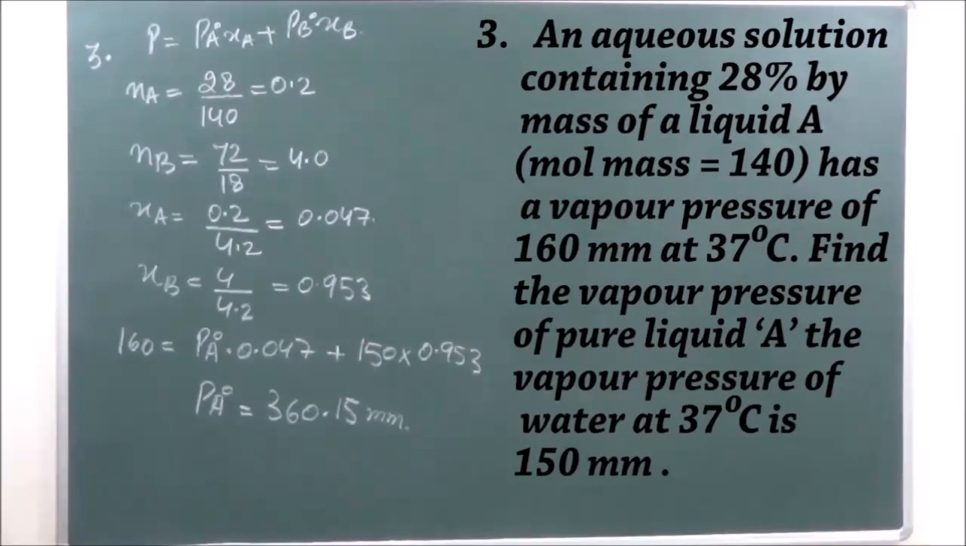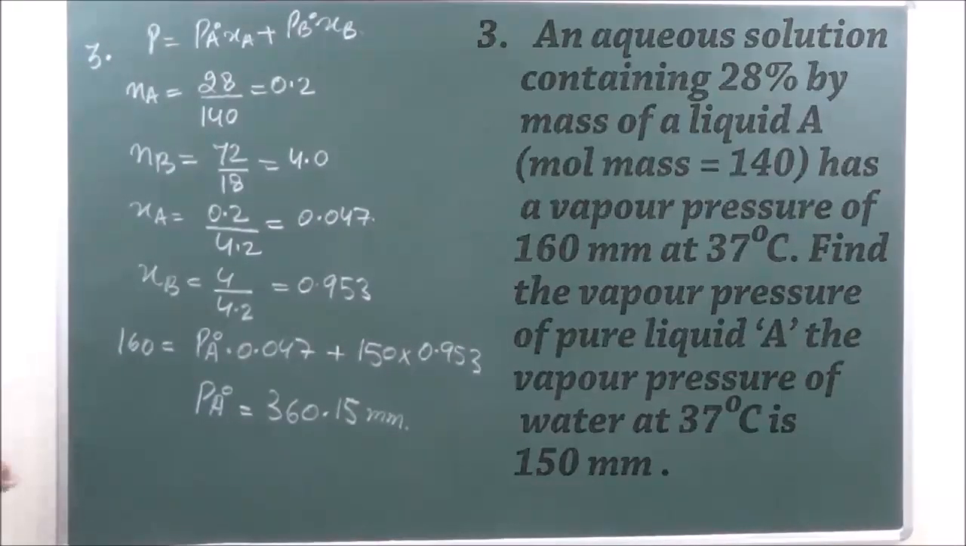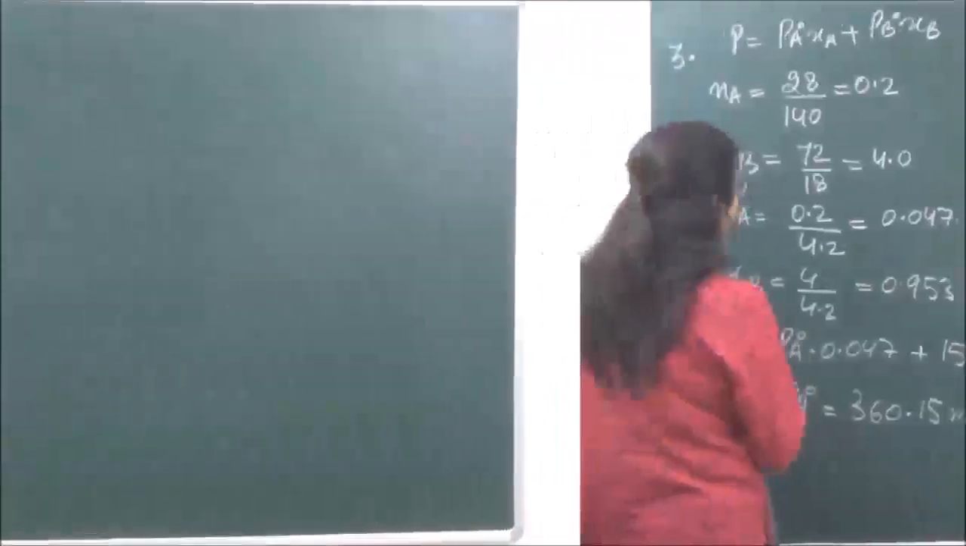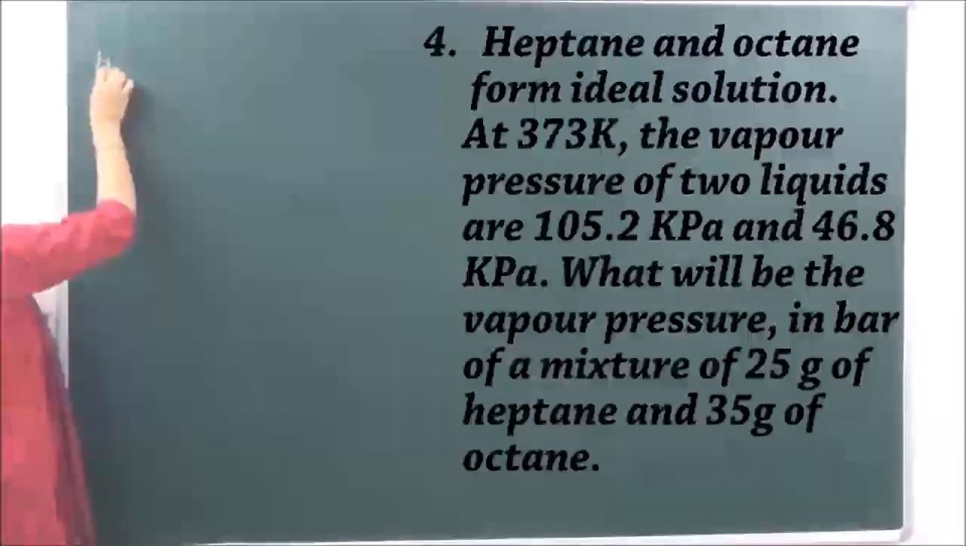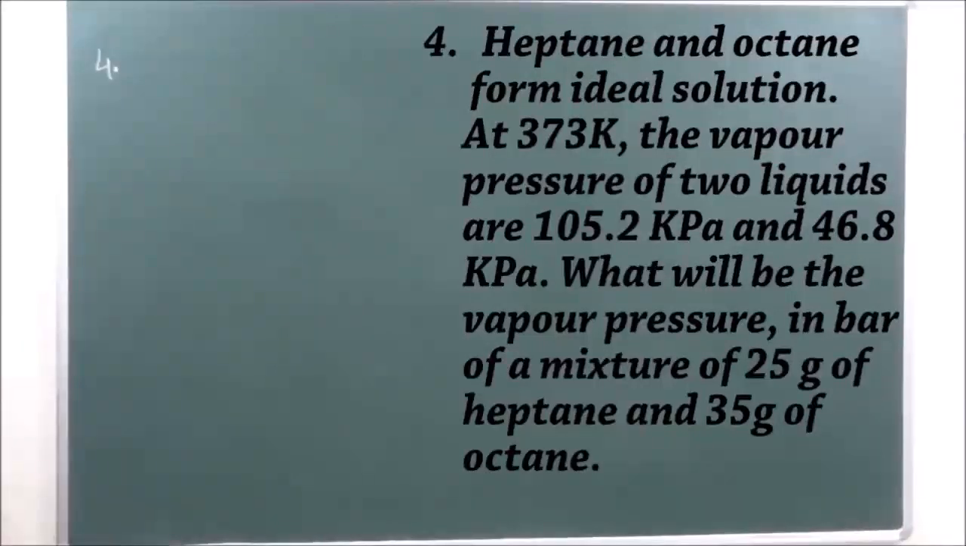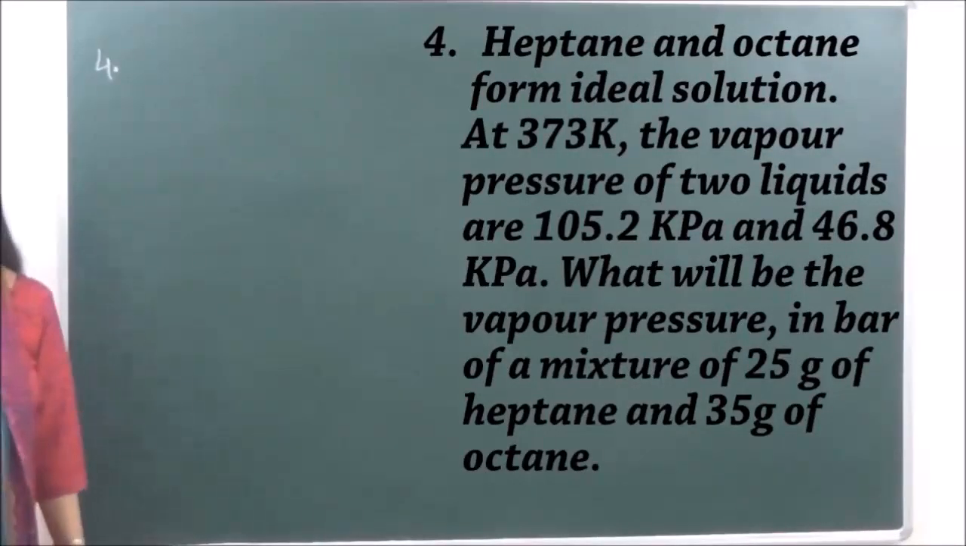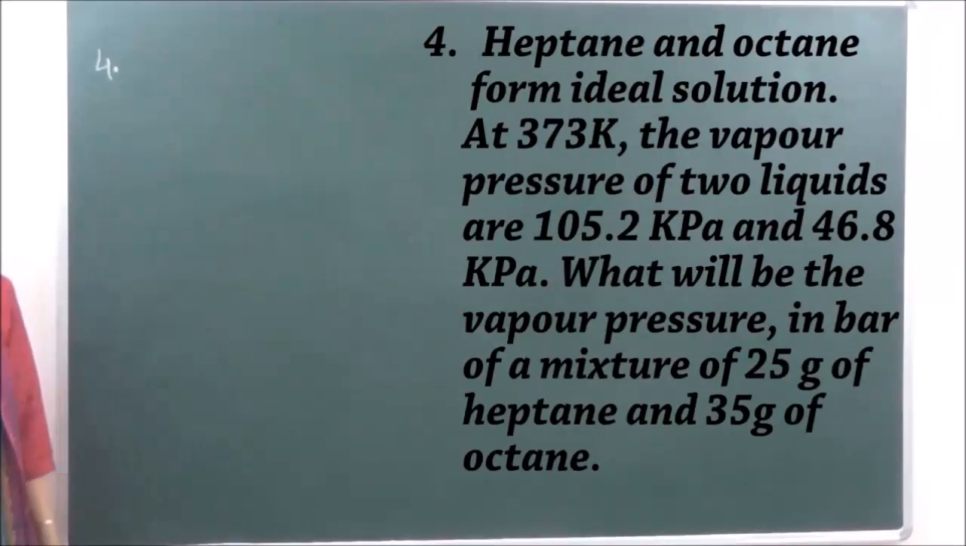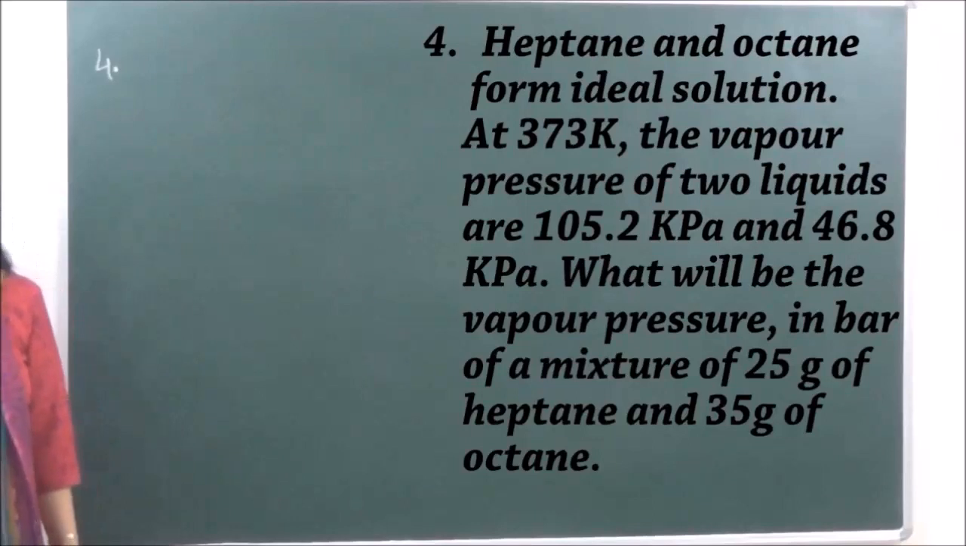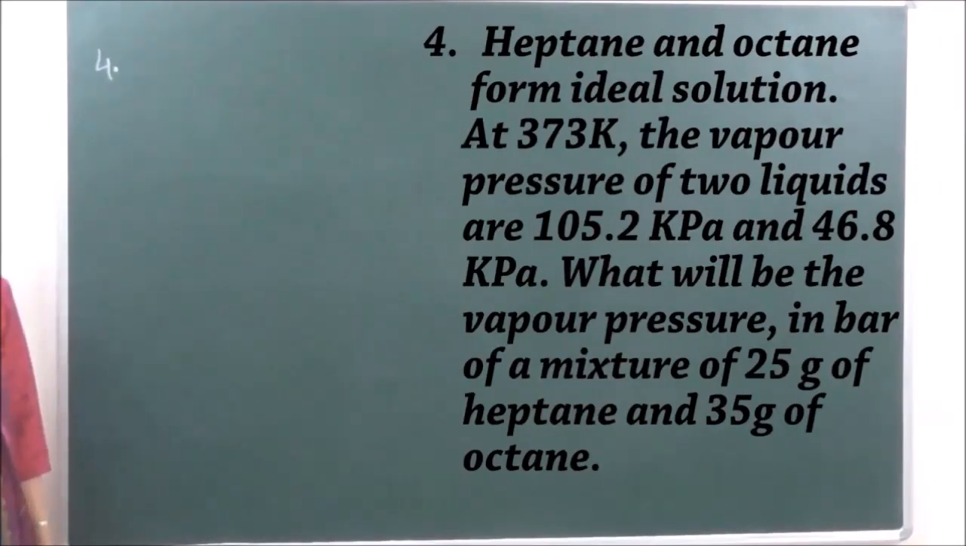Got it? Okay. Then let's go on to the last question, question number 4. Fourth question is, heptane and octane form ideal solutions. At 373 Kelvin, the vapor pressure of two liquids are 105.2 kilopascals and 46.8 kilopascals. What will be the vapor pressure of the mixture of 25 grams of heptane and 35 grams of octane?